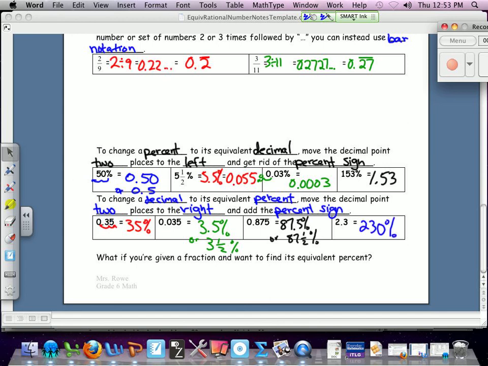Now, instead of doing notes on changing a fraction to its equivalent percent, what can we use from the information we already did above? So what if you're given a fraction and you want to find its equivalent percent? What could we do to find its equivalent percent? Yes, sir? Convert it into a decimal. Convert it to a decimal first, and then the decimal to a percent. Let's see, how about we go with green? Convert the fraction to a decimal, then the decimal to a percent.